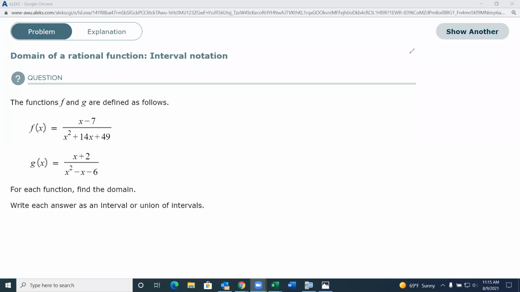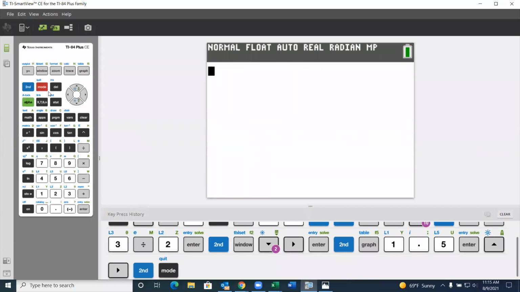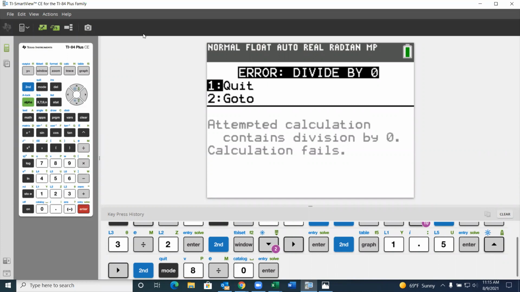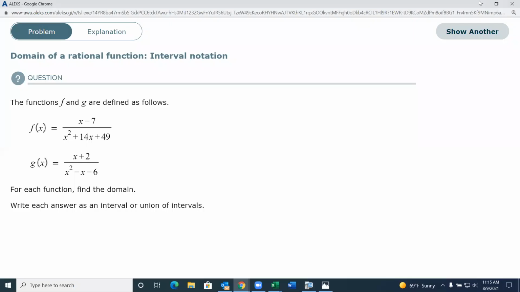Okay, find the domains of the functions. Well, I don't know if you're aware, and hopefully you are, but when you divide something by 0, it doesn't work out very good. You get an error. Okay, so we're not allowed to divide by 0. It just doesn't make sense. The more you think about it, the more it's like, yeah, this makes sense.